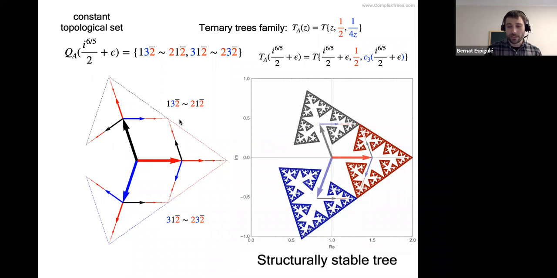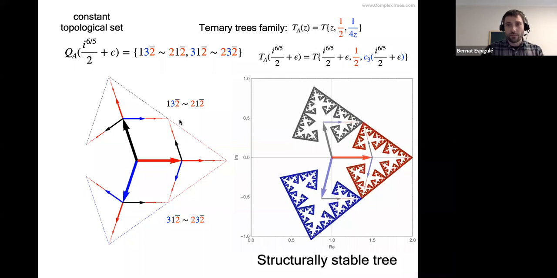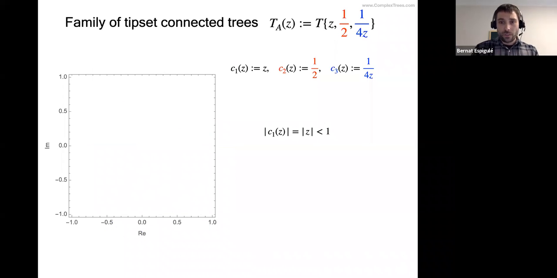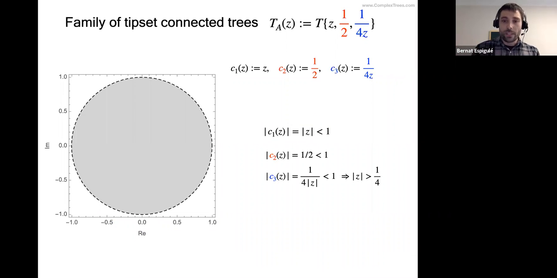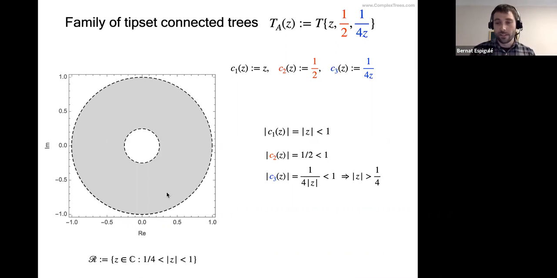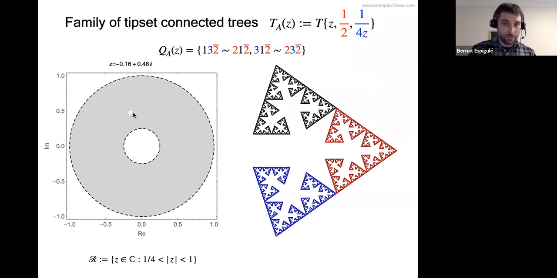In these 2 ways. So let's see that the family is defined in an annulus, because you want all the 3 branches to be smaller than 1, and that happens for the blue branch when the modulus is bigger than 1/4. So you have to remove this part, and that's why the family is defined in this annulus. The example I was showing at the beginning was this point in white, and that's giving you this tip set.